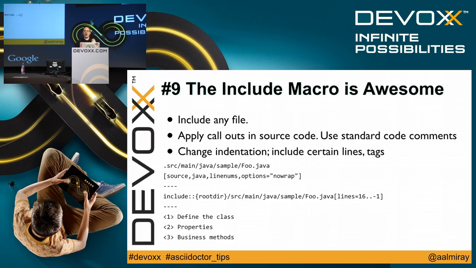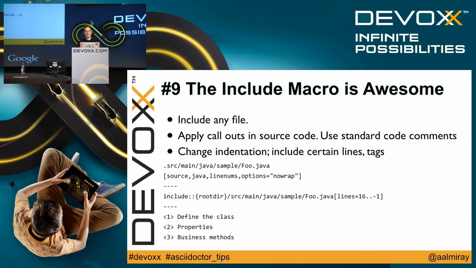You can apply callouts in any source code. Just use the standard comment syntax for that source code. We know in Java it's just 2 slashes. You can comment XML using the standard XML comments. It works perfectly.